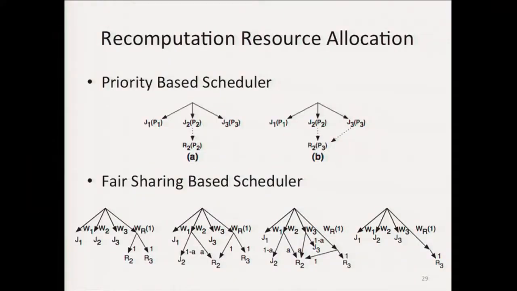Sometime later, say J2 also requires the data computed by R2. In this case, you see that part of the resource used by J2 will be reallocated to recomputation job R2. The same story applies to job J3, which also requires the same data later and will share the resource with R2. After the data has been computed, all the resources go back to the original jobs. So those are the strategies for the two schedulers.